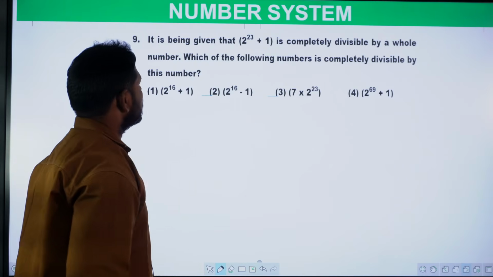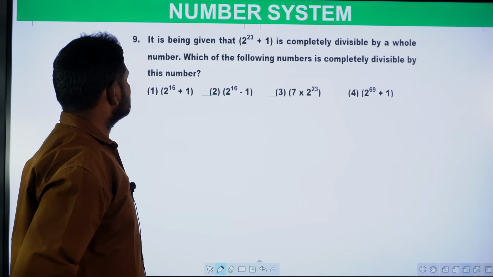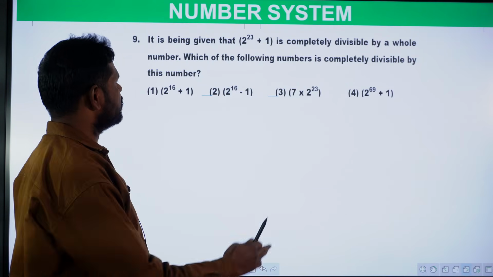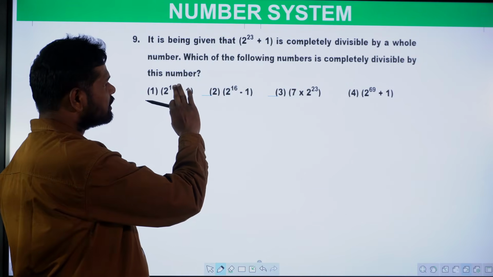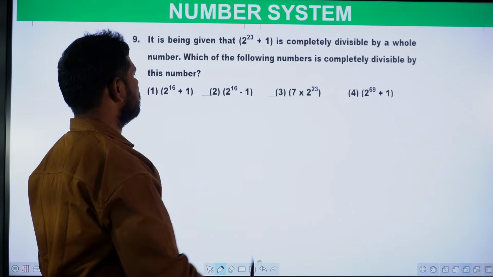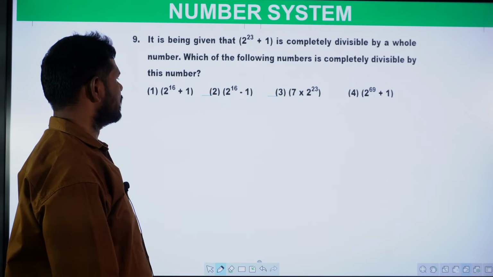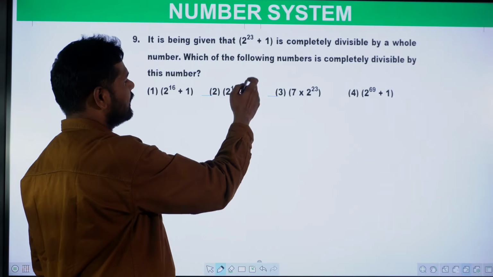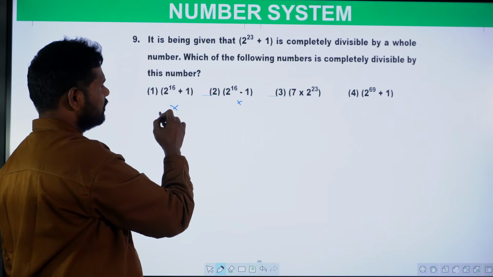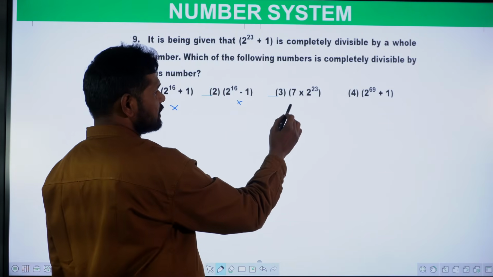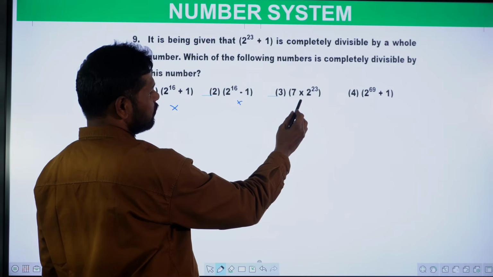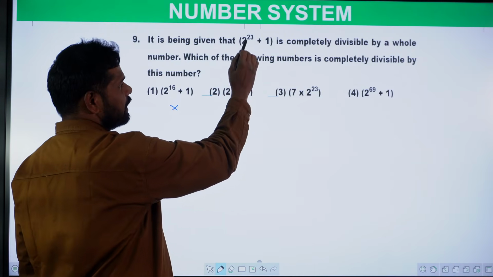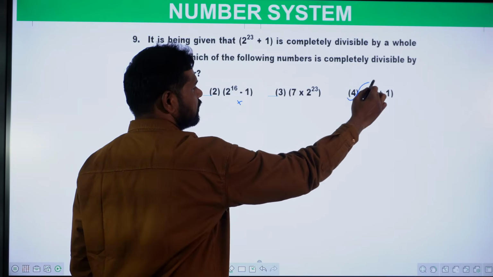Next. Same type of question. It is given that 2 power 23 plus 1 is completely divisible by a whole number. Which of the following numbers is completely divisible by this number? Again, that number must be greater than this number, so these two are eliminated. Then this one is okay: 2 power 23 into 7, it is 2 power 69 plus 1. 23 is a factor of 69. That's why we choose this one.